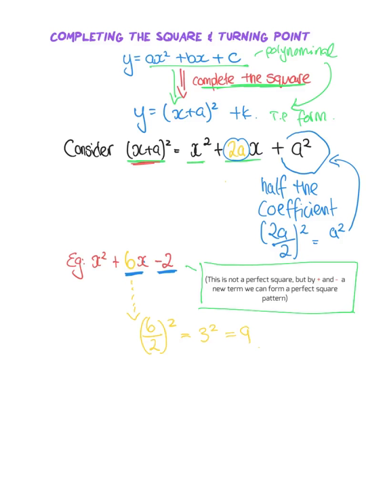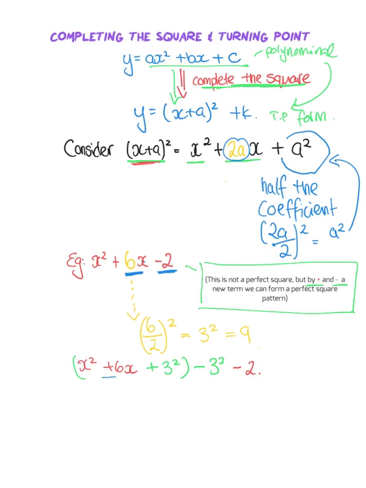So I've got x squared plus 6x, and I'm going to add my new term, 3 squared. Because I added it, that will change the value, so I'm going to subtract it as well. We can't forget about the negative 2 that was in our question, so we leave that in there. I've added a term, but I haven't changed the value because I've subtracted it. So that's the note up here: we can create a perfect square pattern by adding and subtracting a term.